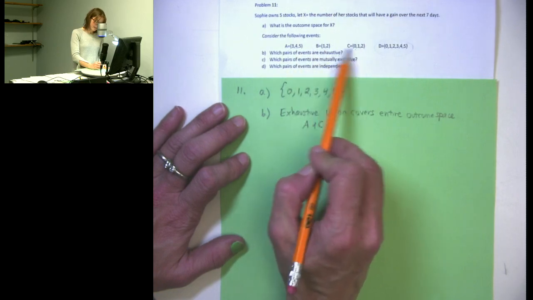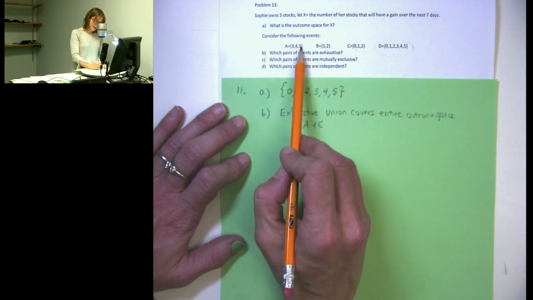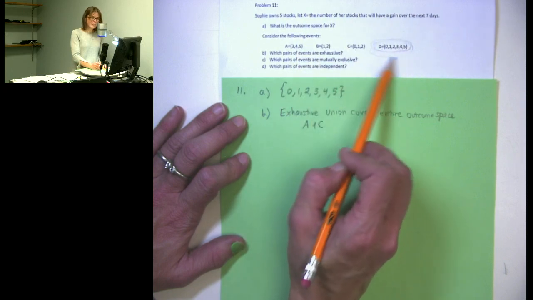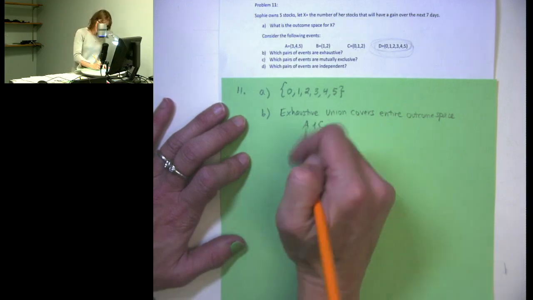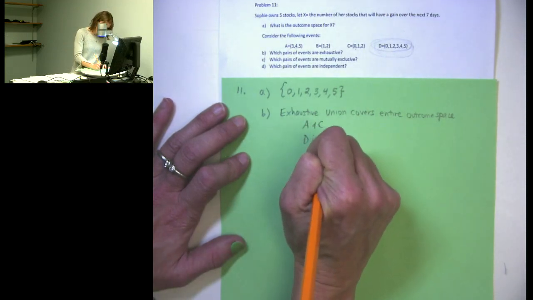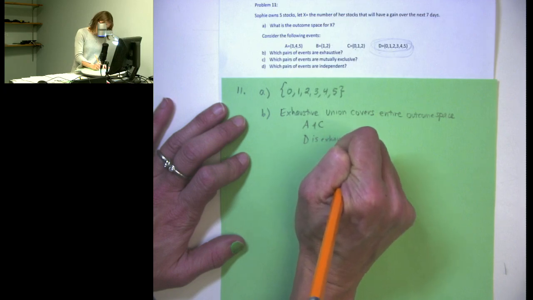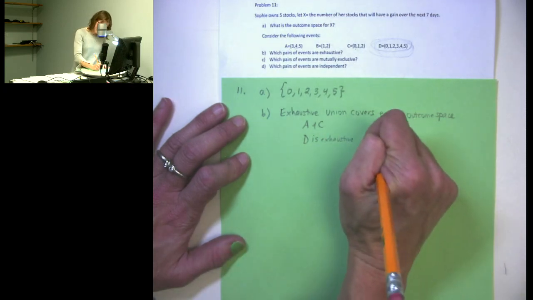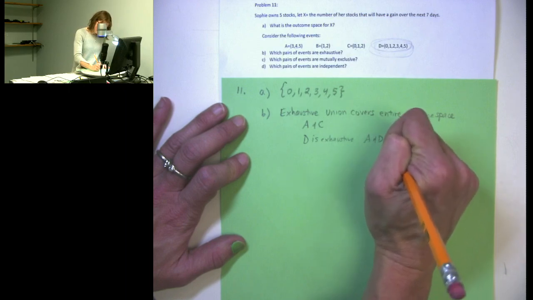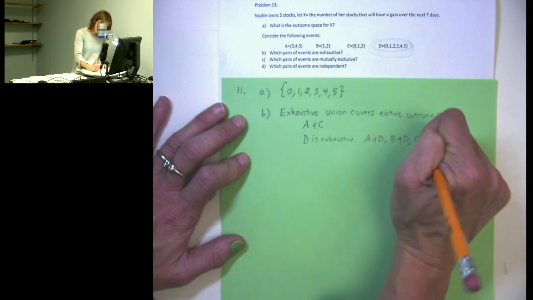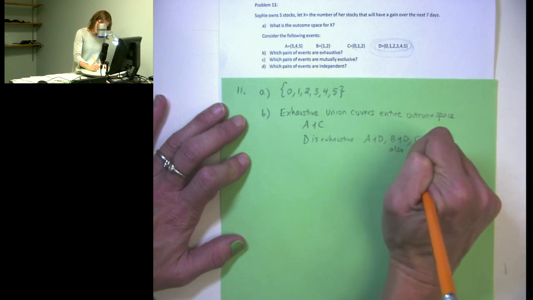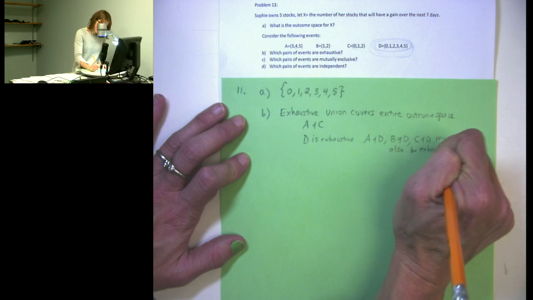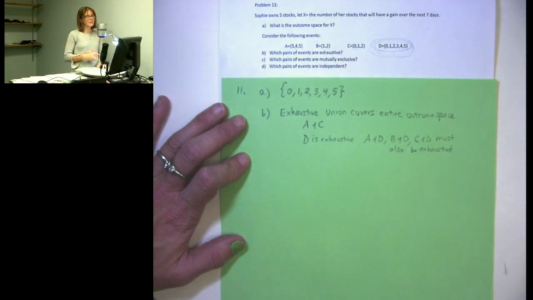B and C are not exhaustive. And since D itself covers the entire outcome space, D is exhaustive in and of itself, which means that A and D, B and D, and C and D must also be exhaustive. So looking at all the pairs of exhaustive events, those are all the pairs that are exhaustive.